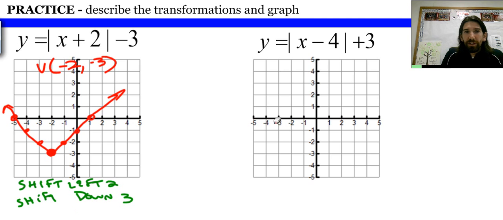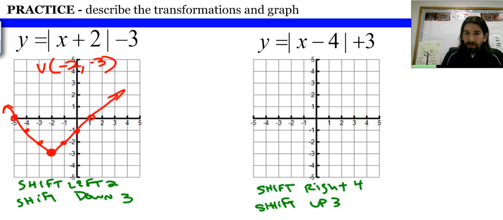Now let's come to this guy. 2 numbers again. What does the number on the inside do? It moves it left or right. Because I'm subtracting 4, that means I shift to the right 4. Okay? What is adding 3 at the end? That means I shift up 3. So I start at 0, 0, go right 4, up 3.